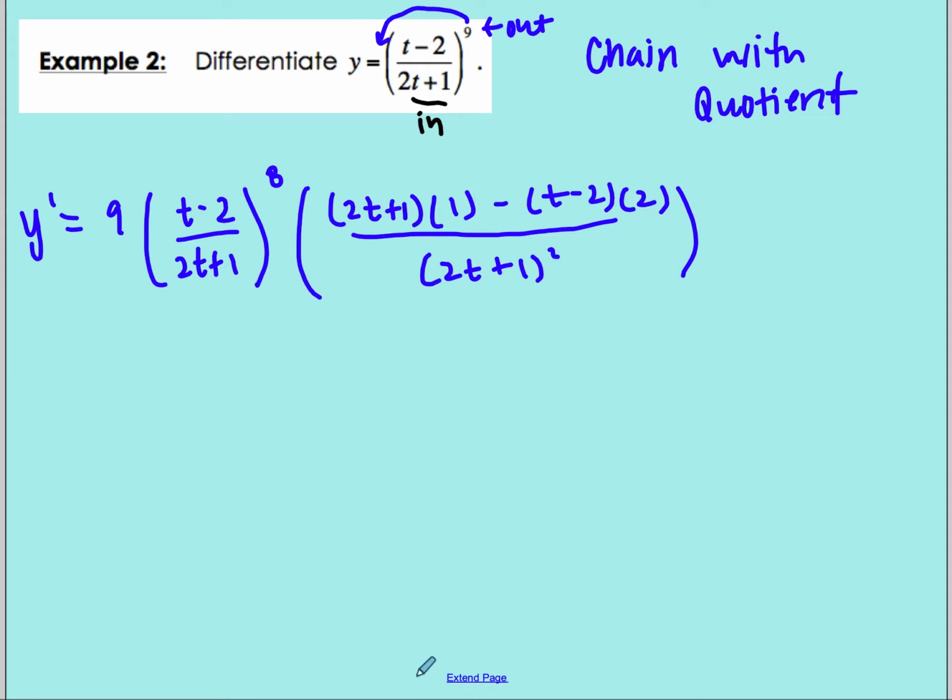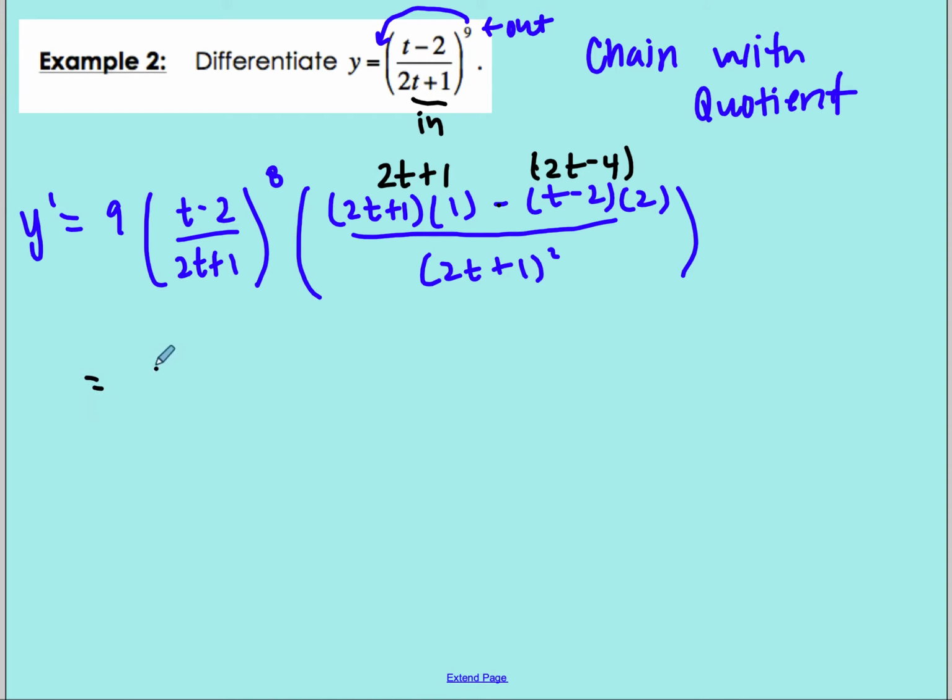So I will distribute this 1. So I really just have 2t plus 1. And now here, you could distribute your 2 and then distribute your negative, okay? Or the other option is you can be like, okay, it's really a negative 2 and distribute a negative 2. Either way is fine. I will just distribute the 2 for now. So we'd have 2t minus 4.